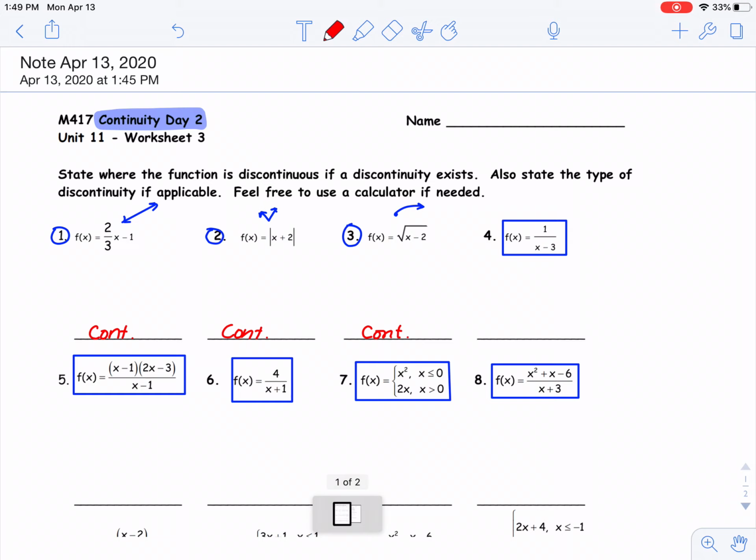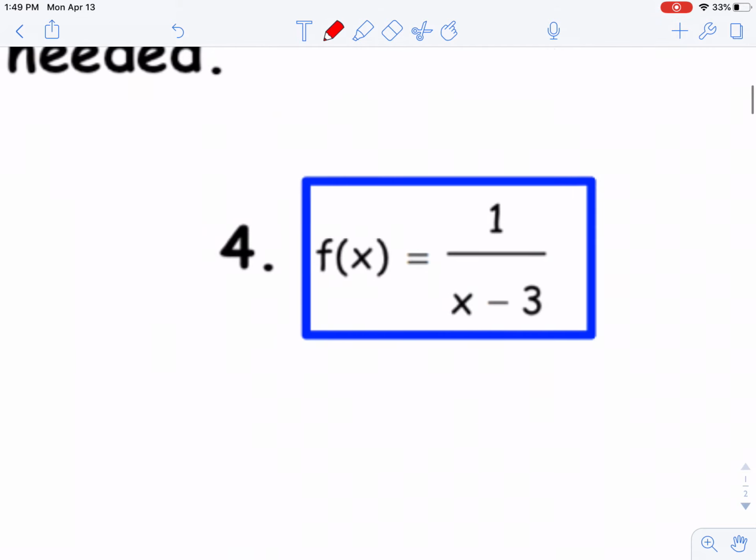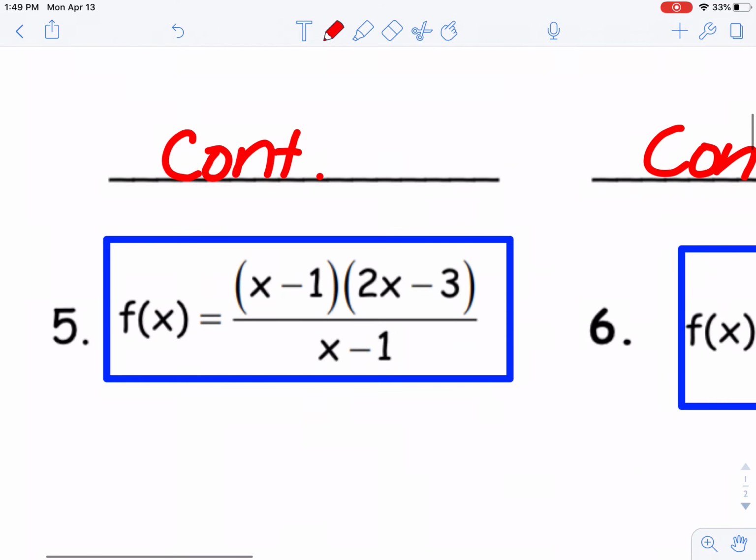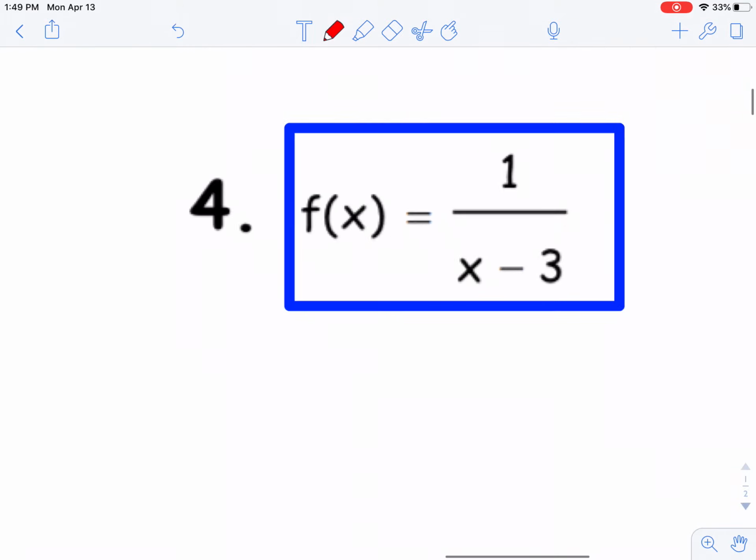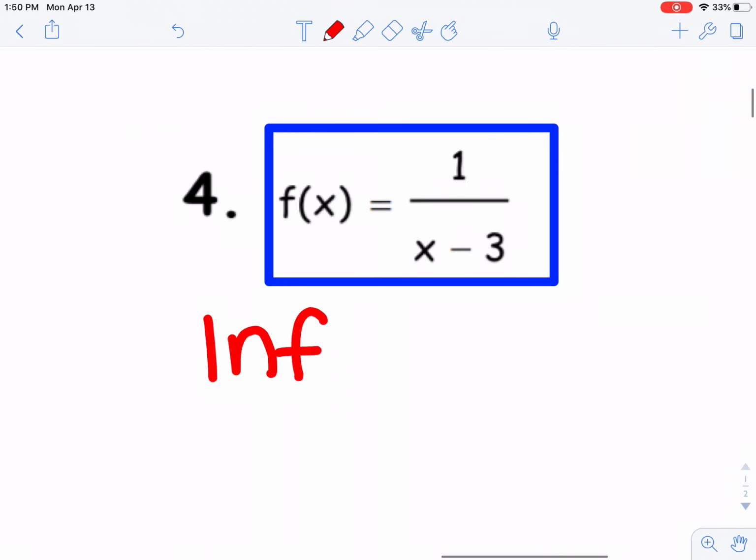All right, now, number 4, I said it's going to be either an infinite discontinuity or a point discontinuity. A point discontinuity or a hole occurs if something cancels out. For number 4, nothing's going to cancel because nothing can cancel. For example, in number 5, these x minus 1s can cancel, so that's going to be a hole. But in number 4, nothing cancels. So that means that there's going to be an infinite discontinuity.